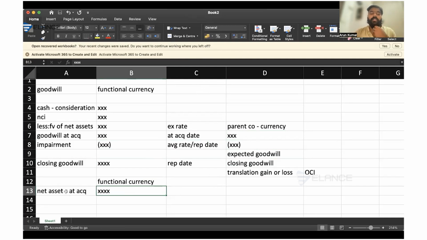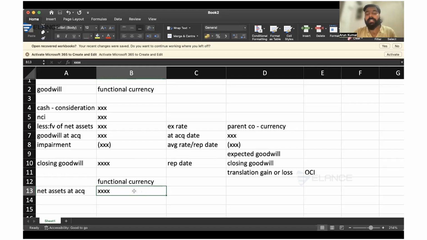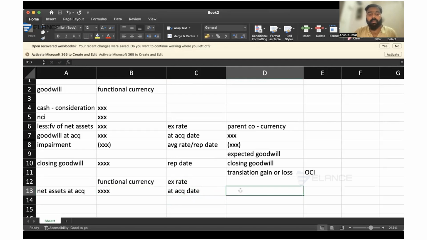Okay. So next, we need to translate the net assets as well. Initially we'll calculate the net assets at acquisition in the functional currency. Then, in the same way as we have translated goodwill, now I'm going to translate the net assets as well. So we'll use the at acquisition date exchange rate itself. So you will get that amount in the parent currency.